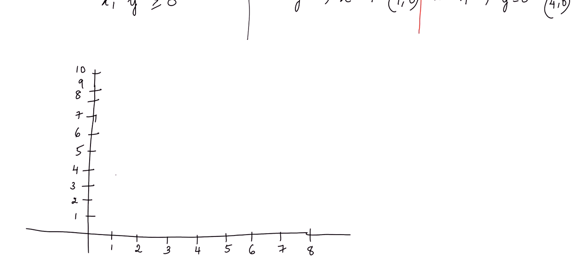So just plot it. 0 comma 5 is this one, I'll write it here, and 7 comma 0 is this. Now join these, because those are the points of one equation only. So I'm going to join this.